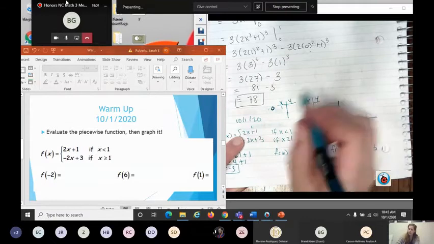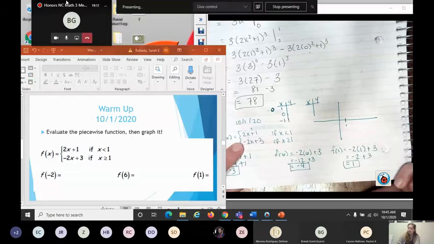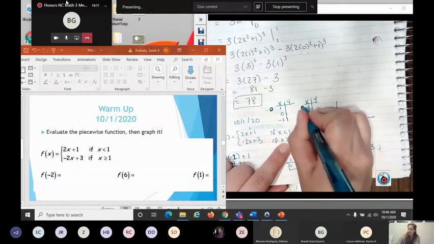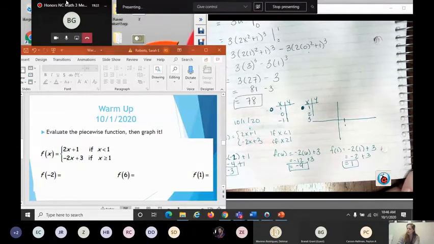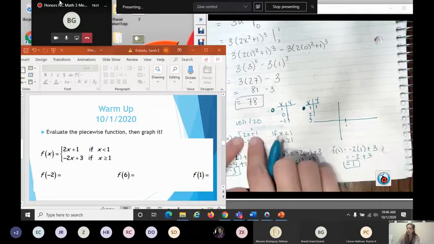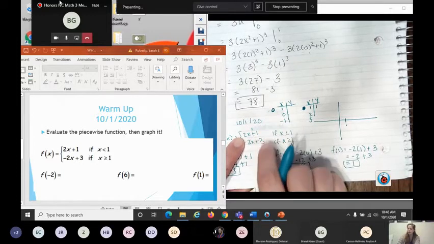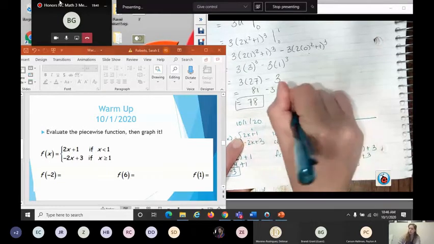I want values less than 1, so 0 and negative 1 are less than 1, so those would work. Then for the second one, I want to include 1, so I'm going to have a closed dot there. And I want values bigger, so I'm going to do 2 and 3. Okay, so f of 1 we found was 1, so we would have that there. We do need to find out for this one what that value would be because we want to put an open circle at that value. So 2 times 1 is 2 plus 1 is 3, so we should get a 3 there.